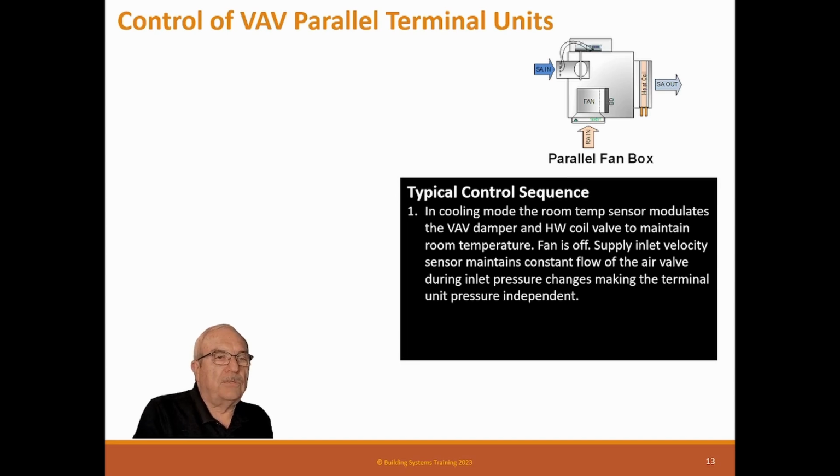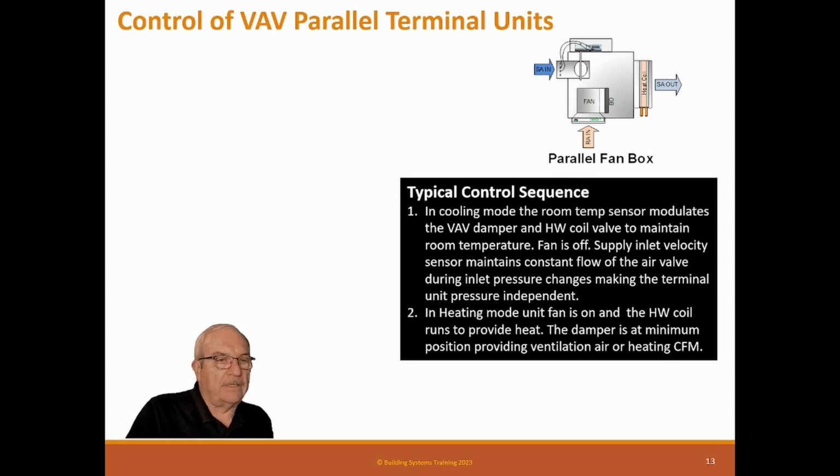Typical control sequence. In the cooling mode, the room temperature sensor modulates the VAV damper and hot water coil valve to maintain room temperature. The fan is off. The supply inlet velocity sensor maintains constant flow of the air valve during inlet pressure changes, making the terminal unit pressure independent. In heating mode, the unit fan is on and the hot water coil runs to provide heat. The damper is at minimum position, providing ventilation air or heating CFM.